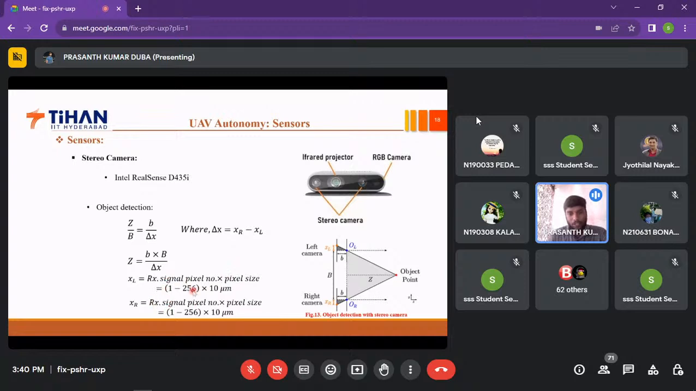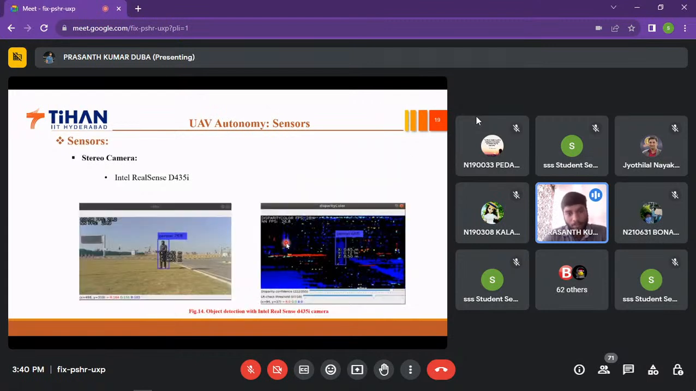The pixel size is given by the manufacturer for the respective cameras. So this is how we can calculate Z, which equals B, the base length, times the focal length of the particular camera, divided by delta X. Maybe this mathematics may confuse you. Here, what I am doing is showing we have some sensors and how we use those sensors for our navigation part.